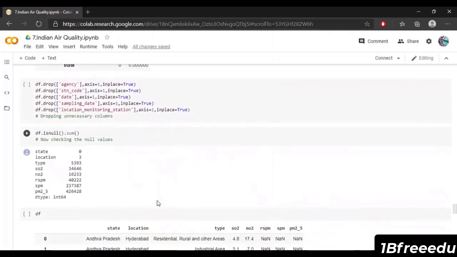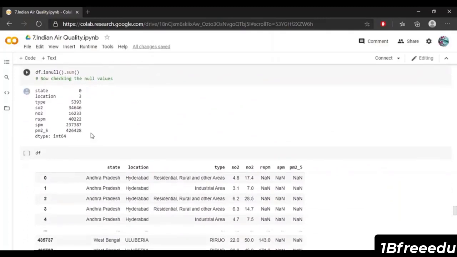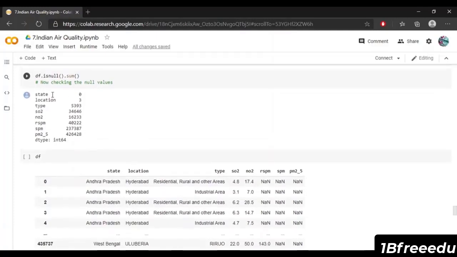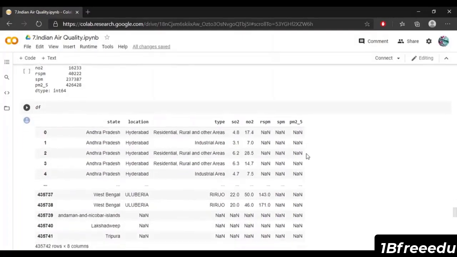Now if we check our df.isnull().sum(), we can see these are all the remaining null values in our columns. And after dropping the column names, this is how our resulting data set looks. Now it has columns called state, location, type, then SO2, NO2, RSPM, SPM, and PM2_5.